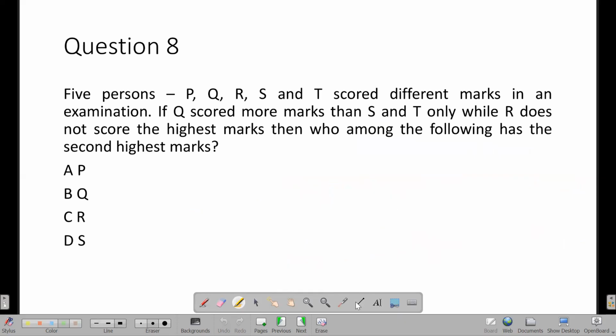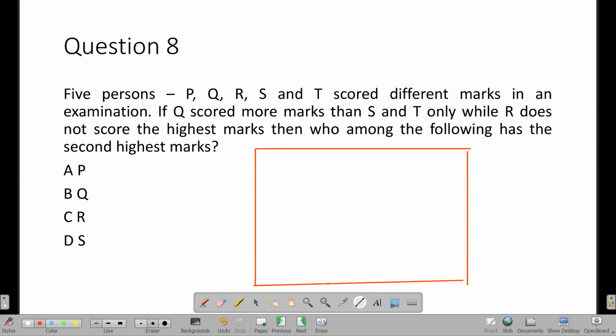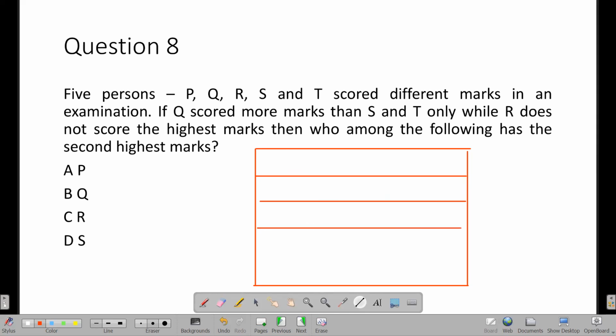Read the question carefully. This is a relatively easy question. Okay. So 5 people, P, Q, R, S, T, they scored different marks in the exam. So we are dealing with 5 people. We are comparing the marks of 5 people. So I'm going to draw a quick template here. Note this carefully. 5 people, right? So 4 horizontal lines I have to consider. 1, 2, then the third one, the fourth one. So this is that template. Okay. So we have it like this.